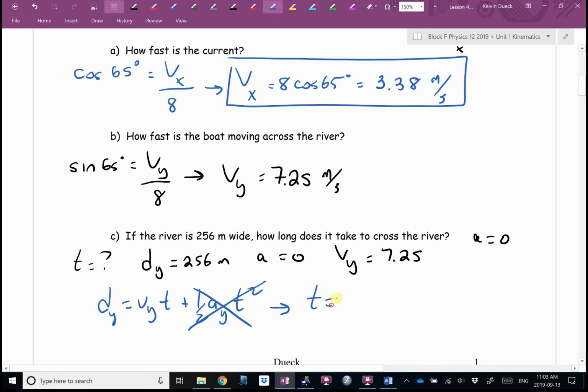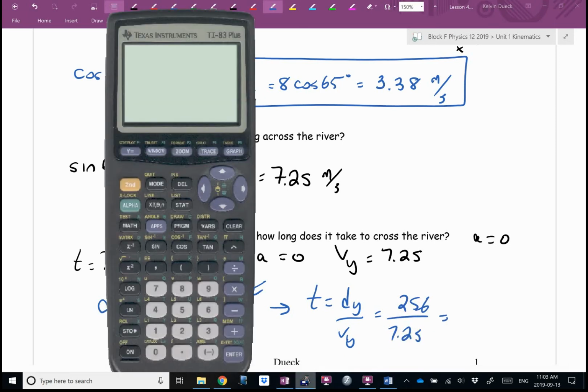Okay, T is going to be dy over Vy. Cool. So it's going to end up being 256 divided by 7.25. Matt, I'm going to write 7.25, but it just so happens I have the full value stored on my calculator, so I'm going to go 256 divided by answer button, because why not? Less work, more accurate.